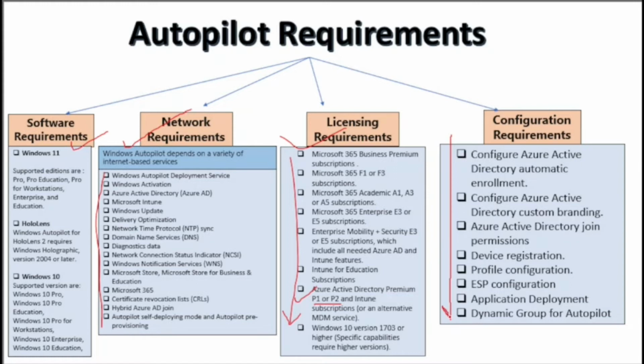Now coming to the configuration requirements, in this module we're going to see how we can configure all of these: configuring Azure Active Directory enrollment, configuring Azure Active Directory custom branding, and then allowing users to join Azure Active Directory, how we can register a device, how we can create a profile, how we can create the ESP enrollment status page configuration, and then application deployment, and last we'll create a dynamic group for Autopilot.